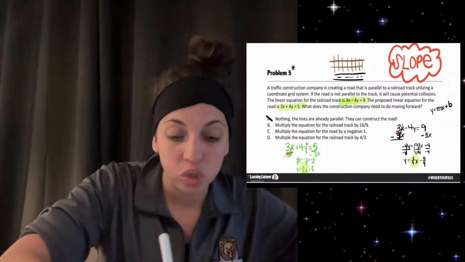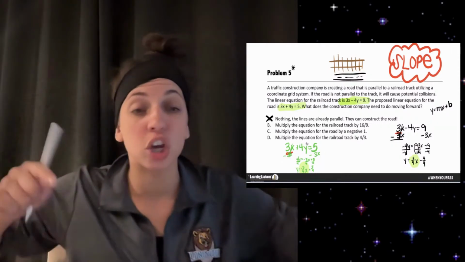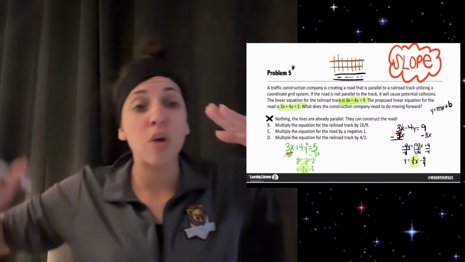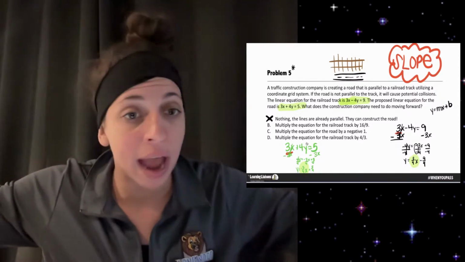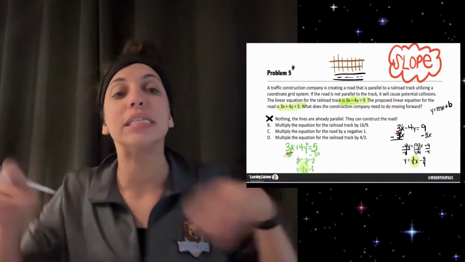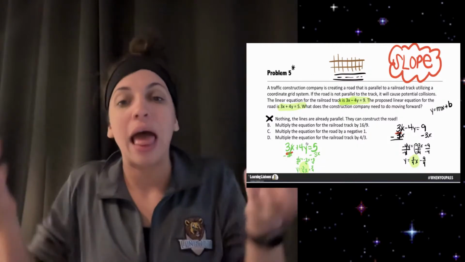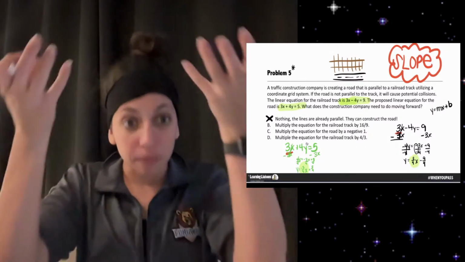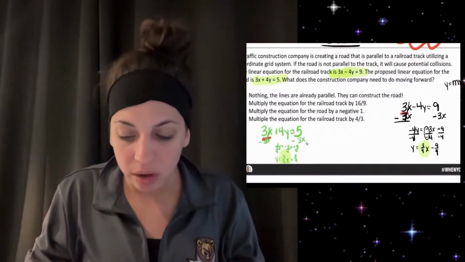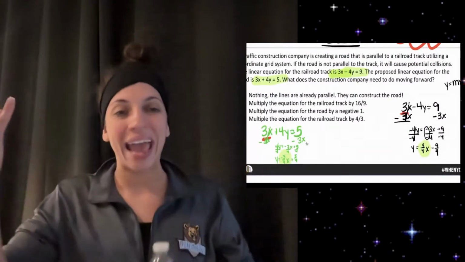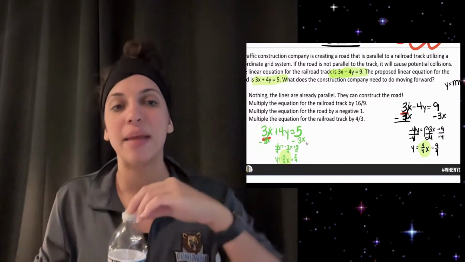So I'm not going to do nothing because these roads are going to intersect. The railroad and the road are going to intersect, and that's not a good thing. We're going to have a crash. So we need to do something to make them parallel. I want my slopes to be the same. How am I going to make -3/4 and 3/4 the same?